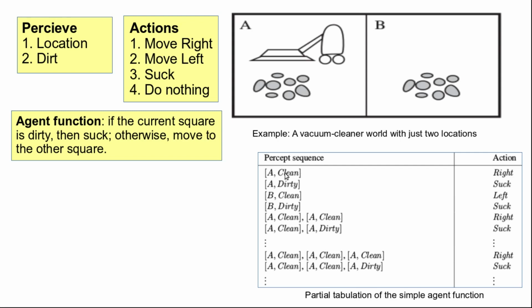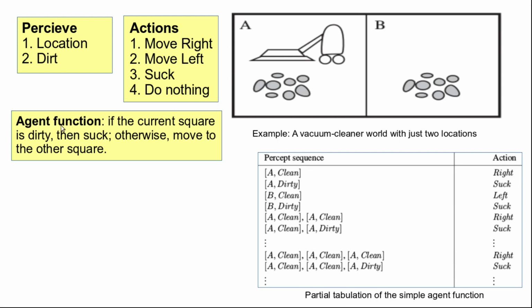That's one possible percept. The other possibility is the vacuum cleaner was in room A, but room A was dirty. That is the second possibility. Another possibility is that the vacuum cleaner was in room B and room B was clean. And the fourth possibility is that the vacuum cleaner was in room B and room B was dirty. Now for these 4 percepts, what are the actions we need to perform?